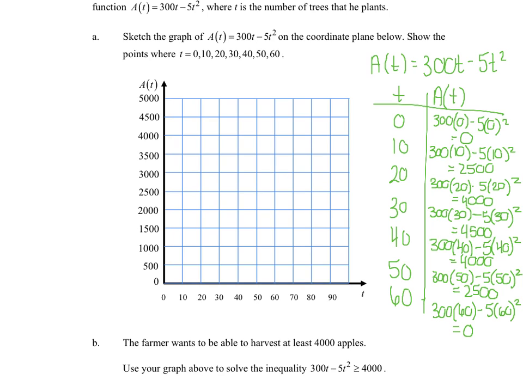So we need to sketch the graph of these points. So we've got 0, 0. We've got 10, 2,500. We've got 20, 4,000. 30, 4,500. 40, 4,000. 50, 2,500. And 60 is 0. So our graph is going to look like this. And that's the sketch of a of t equals 300t minus 5t squared.